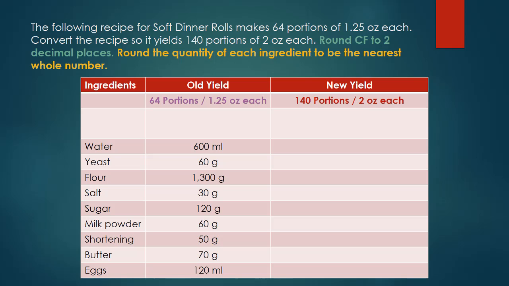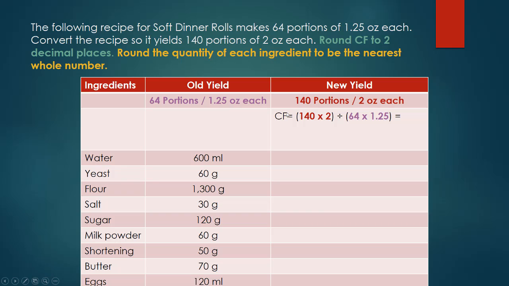So what we do for the new yield, we will take our new portions times our new portion size. So 140 times 2 ounces. And then we will divide that by the old portion amount, 64, multiplied by the old portion size of 1.25. So it's going to look like this. We're going to take the new portion amount, 140, and multiply it by the new portion size, and we're going to divide it by the old portion amount times the old portion size.